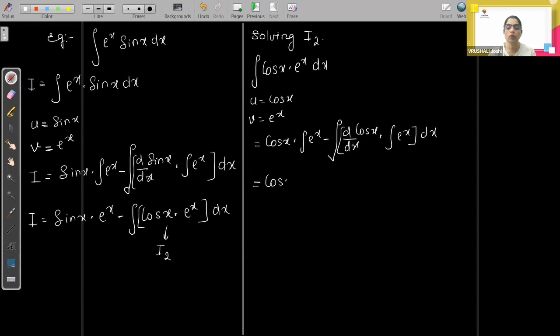This will give you cos x into the integration of e to the power x, which is e to the power x, minus the derivative of cos x, which is minus sin x, and minus minus becomes plus. This will be the integration of sin x into e to the power x. Now look, what did we get? We again got our I, no? That's exactly where we started. e to the power x into sin x or sin x into e to the power x, it's one and the same. So this is our I, correct?